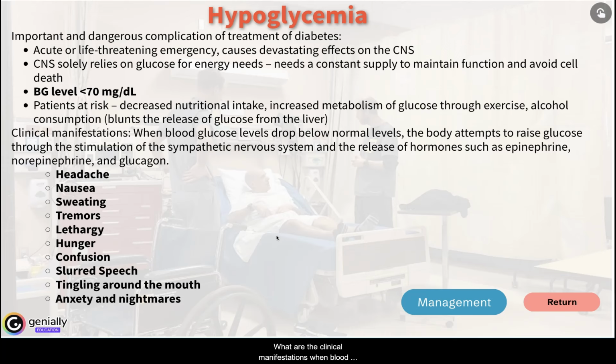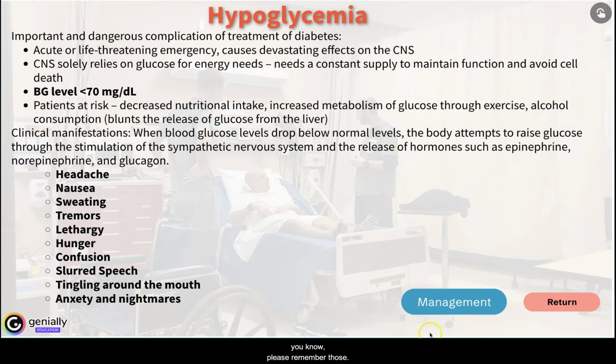What are the clinical manifestations? When blood glucose levels drop below normal levels, the body attempts to raise the glucose through the stimulation of the sympathetic nervous system and the release of hormones such as epinephrine, norepinephrine, glucagon. So what happens when you get a dose of epinephrine from your body? Everything goes crazy, right? You have headaches, nausea, sweating, tremors, lethargy, hunger, confusion, slurred speech, tingling around the mouth, anxiety and nightmares. Please remember these symptoms, extremely important.